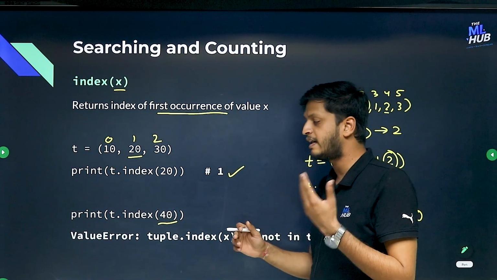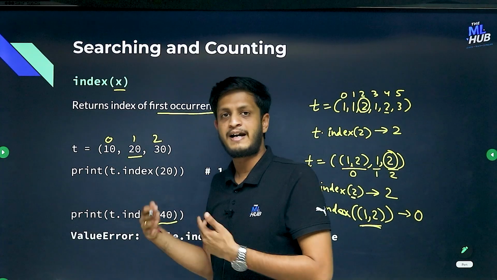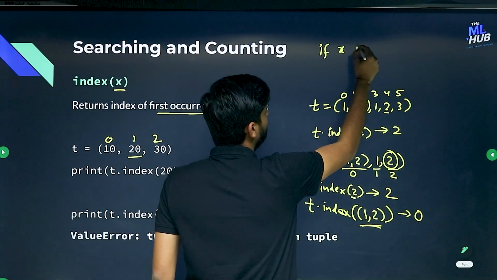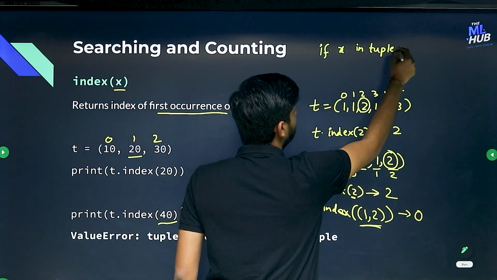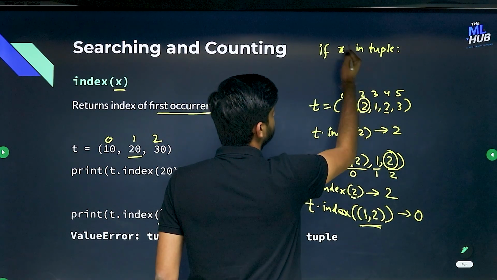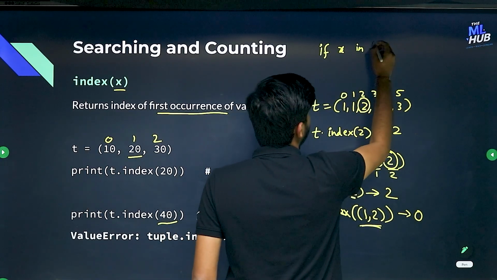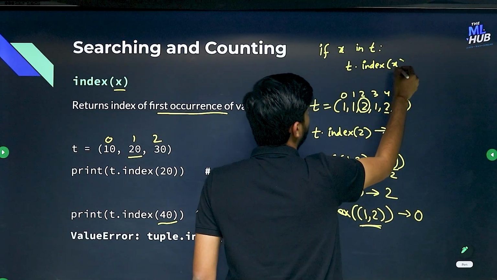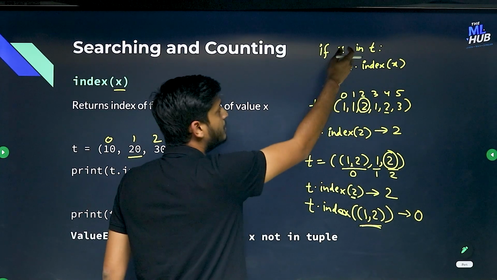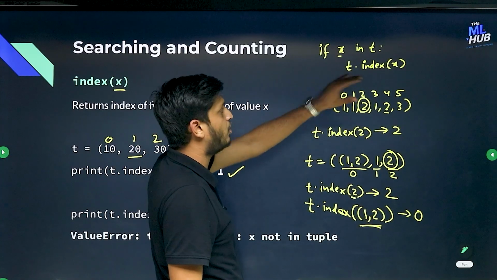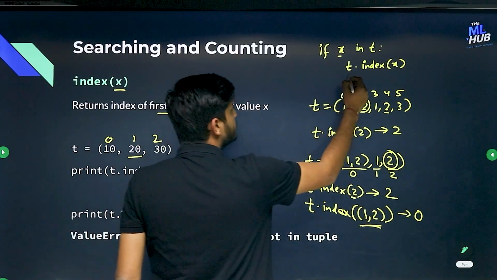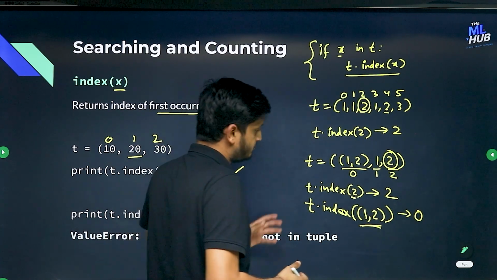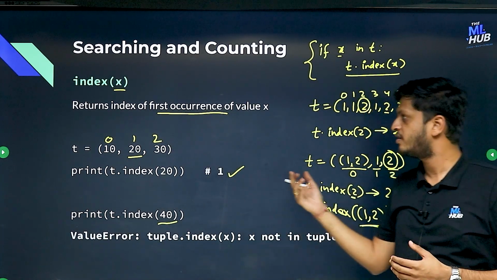So if you want to create error-free code, you have to wrap it inside an if condition. You should write it like this: if x in tuple, then only you try to search the index of x in the tuple. Let's say the variable is t. Then you should do t.index(x) like this. If the element x is not present inside the tuple t, then the membership operator will anyway give you false and you will not go inside. So the error will not be there. So always wrap the index function inside an if condition so that you will not get an error. Okay, so this is how the index function works.